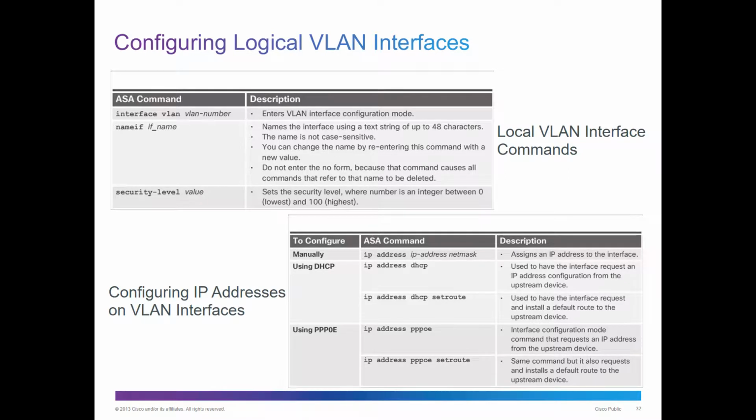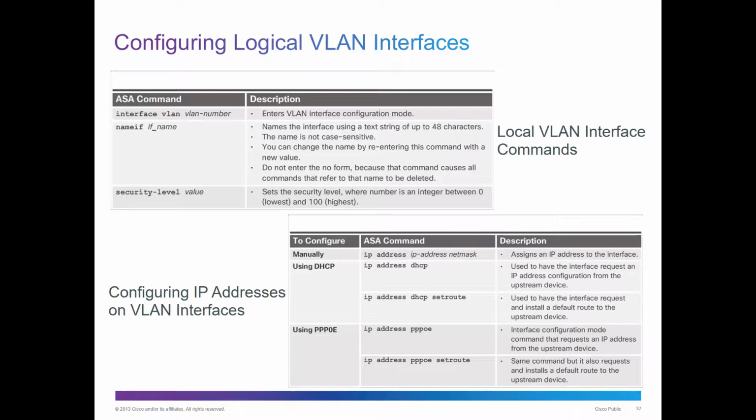Logical VLANs are very similar. Interface VLANs, you give it a name, we give it a security value. Set the security levels where 0 is the lowest and 100 is the highest. Keep that in mind. The security levels do matter. You can also set up IP addresses: DHCP, manual, or PPPoE, point-to-point over Ethernet. So realistically, you'd be doing manual or DHCP.